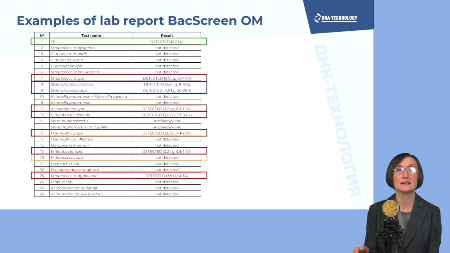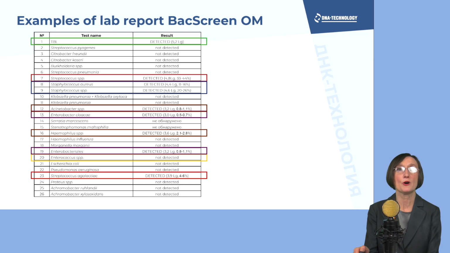Note that if a bacteria of the Streptococcus genus is detected in a given sample, there is a Streptococcus agalactiae. Streptococcus species value would also have to be positive. Similarly, Staphylococcus species value always would be positive if Staphylococcus aureus is detected. The same goes for Enterobacter class and Enterobacterales. Enterococcus, Acinetobacter, and Haemophilus species were also found in the sample.